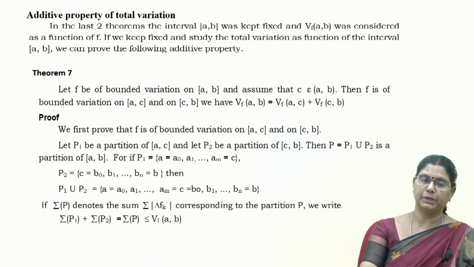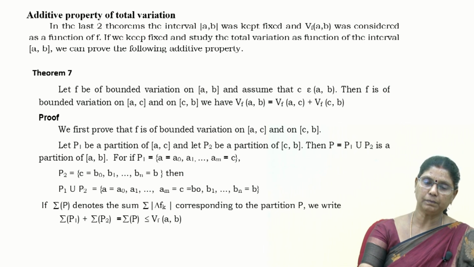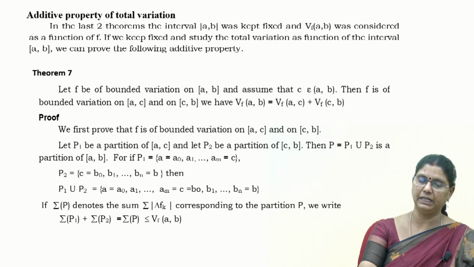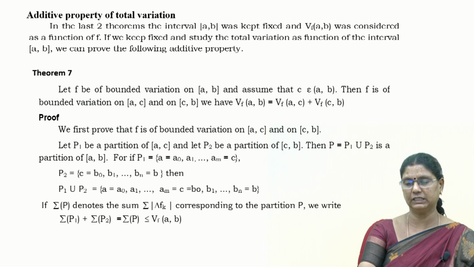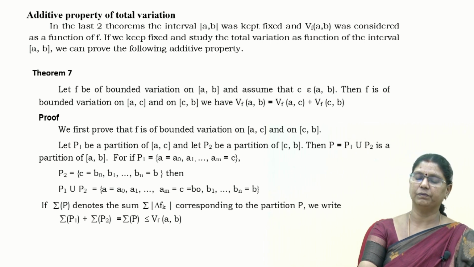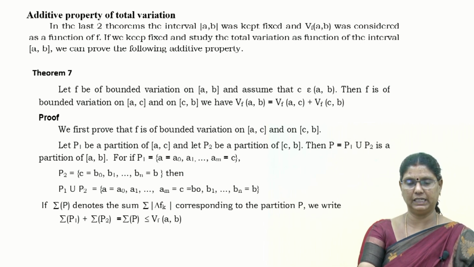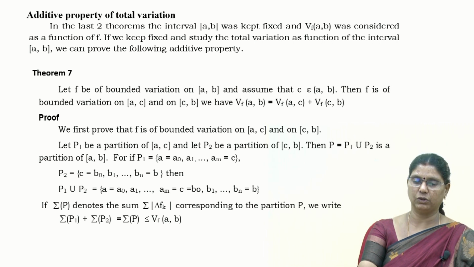Now, the additive property of total variations. Let f be of bounded variation on the closed interval [a, b], and assume that c belongs to [a, b]. Then f is of bounded variation on the subintervals [a, c] and [c, b]. Now we have the total variation on [a, b] is nothing but Vf of [a, c] plus Vf of [c, b]. First we are going to prove that f is of bounded variation on [a, c] and on [c, b].